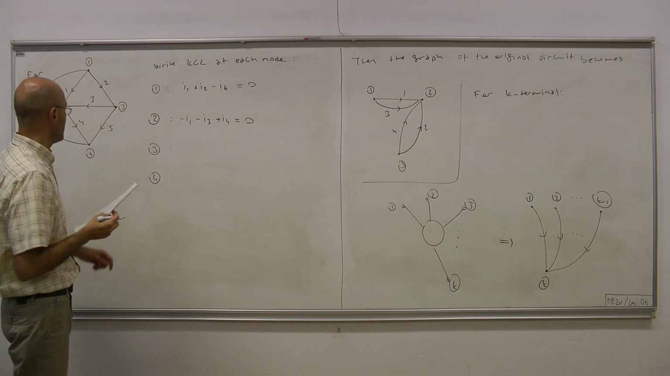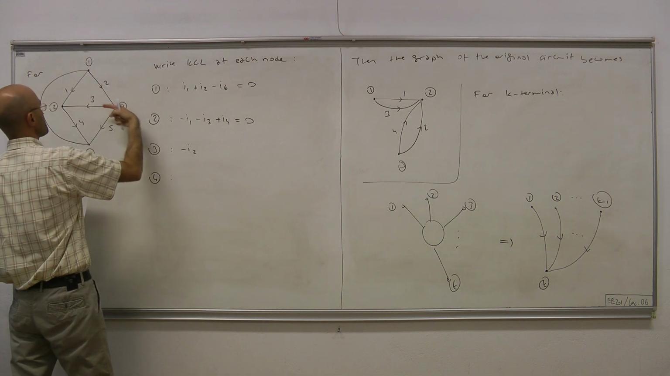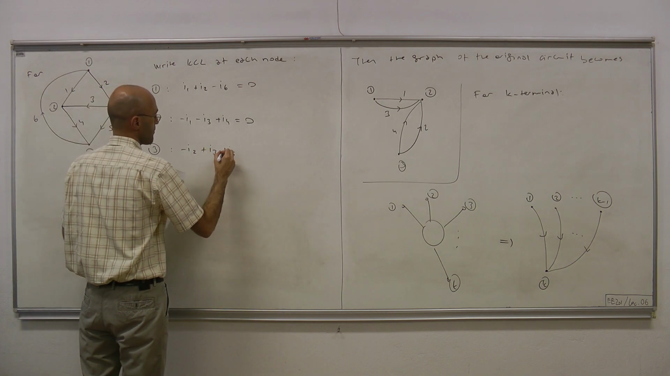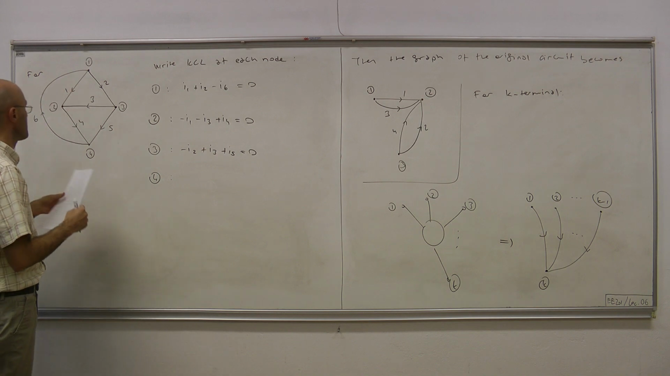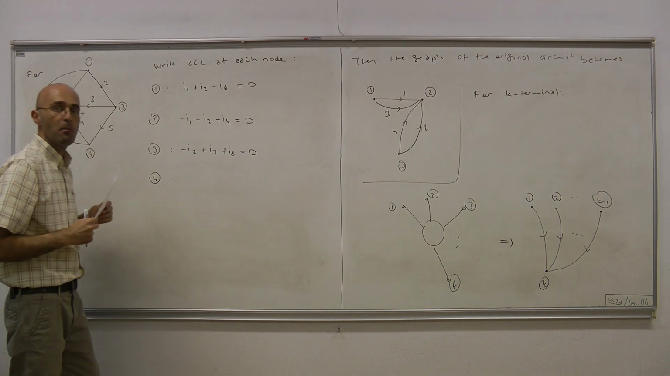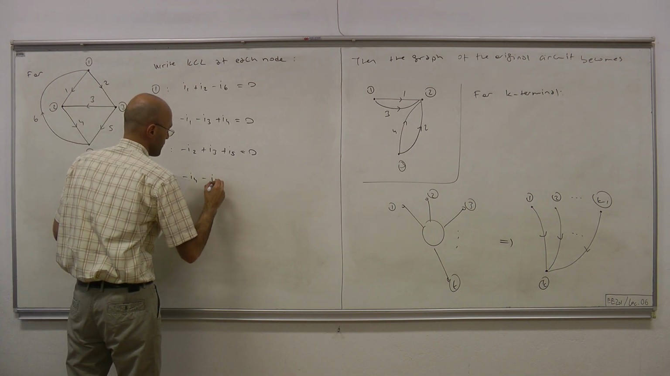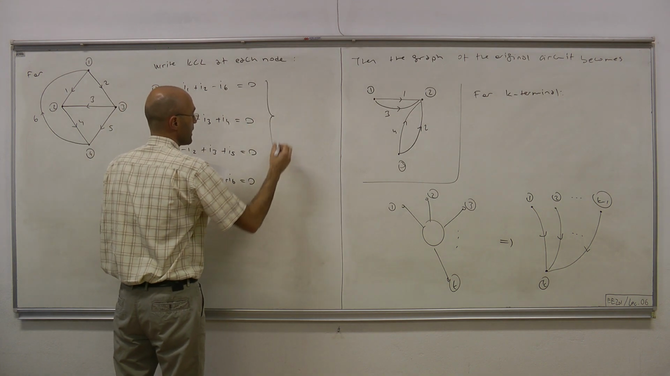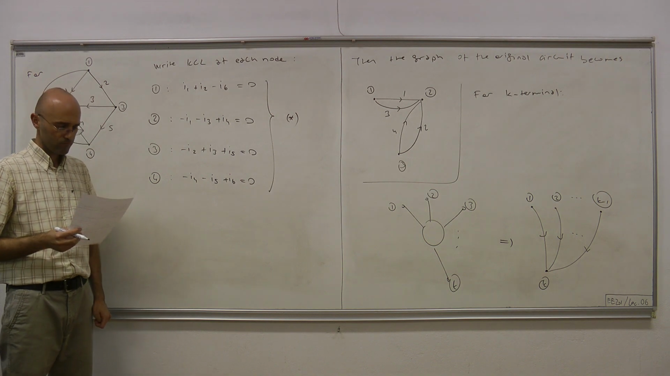And then the third node, we have minus I2 plus I3 and plus I5 equals 0. And finally, at the last node here, minus I4 minus I5 plus I6 must equal 0. Minus I4 minus I5 plus I6 equals 0. Okay, let's call this set of equations star.